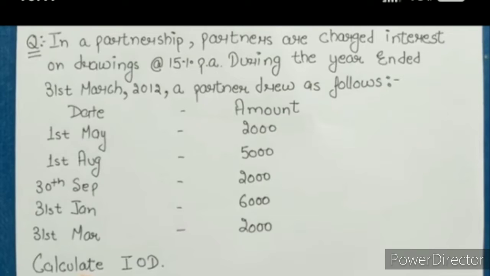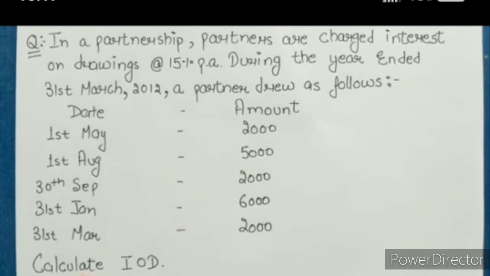Now here we are asked to calculate the interest on drawings, and when we have been given fixed dates, then we have two methods to calculate the interest on drawings, that is the simple method and the product method. So we will study these two methods. Let's start with the first, the simple method. In this, according to the dates given to us, we have to calculate the interest on drawings.